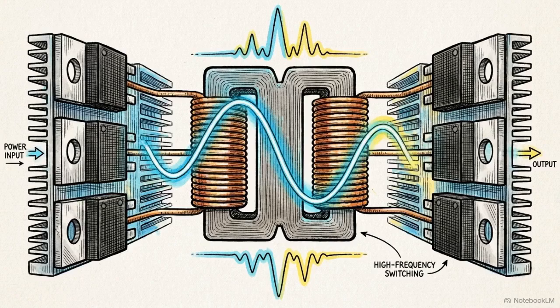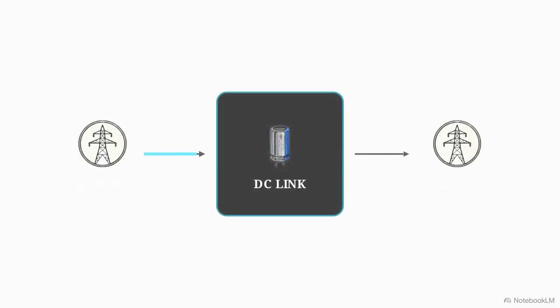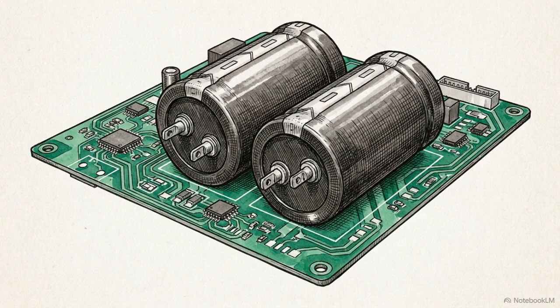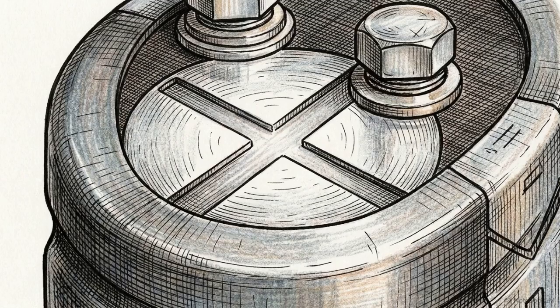The Bidirectional Dual-Active Bridge, or DAB, is the standard topology for high-power, isolated energy transfer. Tying this architecture to an AC grid typically requires a two-stage process, converting AC to DC and then DC back to AC. This requires a massive intermediate DC link.